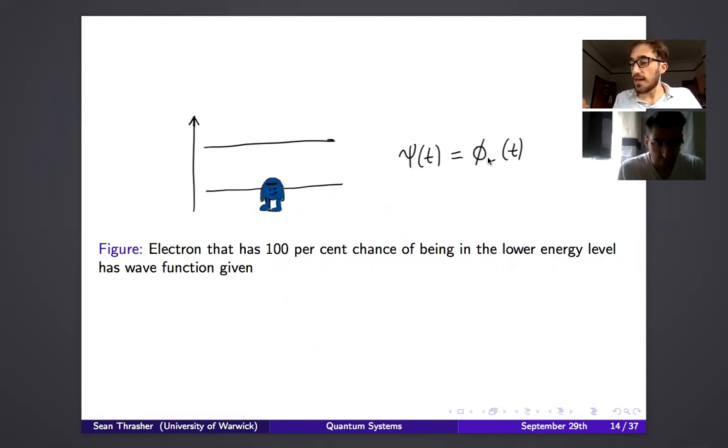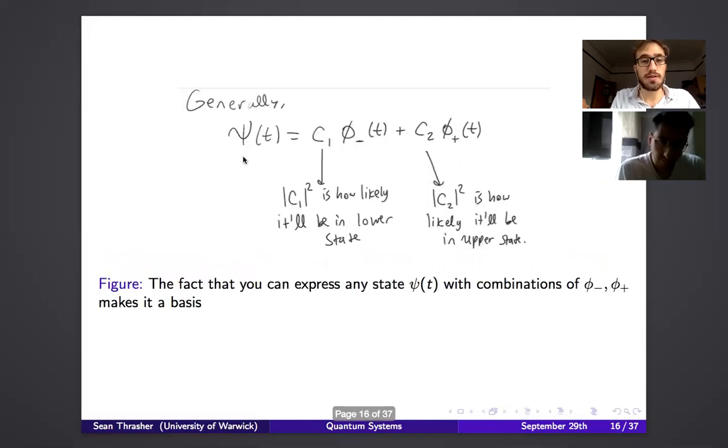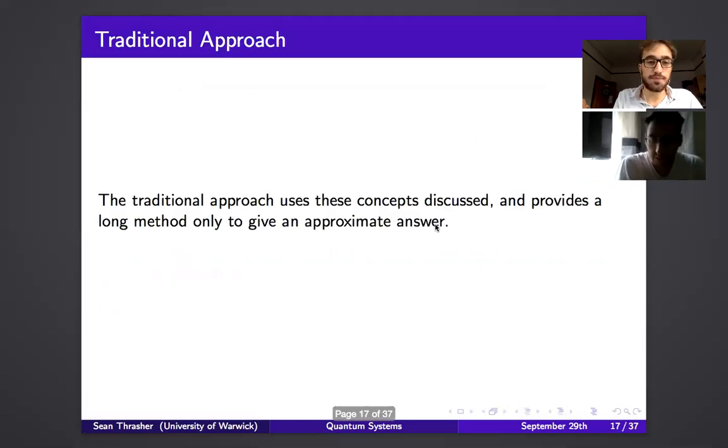Now again, as I said, in general, you can't figure out with absolute certainty which energy level you will be in. So in general, your wave function will be a mix of the two, right? So this corresponds to maybe a probability of a half and a half of being in either energy level. So in general, psi of t will be a combination of phi minus and phi plus, and the coefficients here, these numbers, roughly speaking, tell you about what the associated probabilities are.